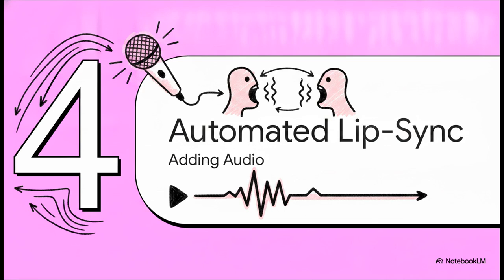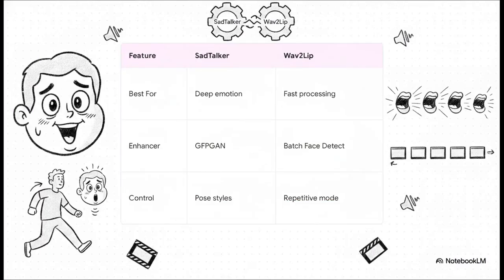Moving right along to Section 4, Automated Lip Sync and Audio. When you're choosing the right tool for your project, there are two really powerful local nodes you can run right inside Comfy UI. If you need deep emotional expressions, SadTalker is incredible. It uses a GFP-GAN model, which is basically just a high-end AI face enhancer, and it allows you to align pose styles and even add natural idle head movements.